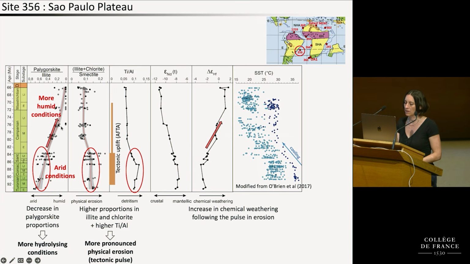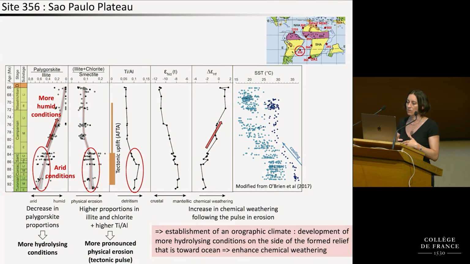So what we have interpreted from the signal here is that the uplift would probably have created a local orographic climate, with the development of more hydrolyzing conditions on the side of the formed relief that is toward the ocean, and this would enhance chemical weathering, but not at first, because conditions would be too arid to allow a response of chemical weathering. And we see this response after the initial pulse, once the conditions have been established and have become more humid.